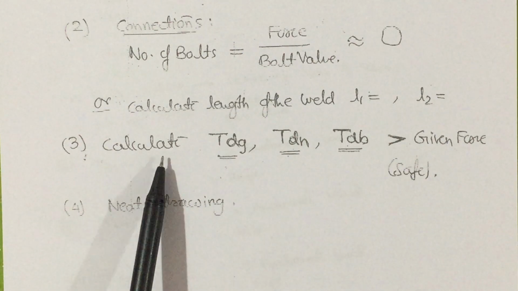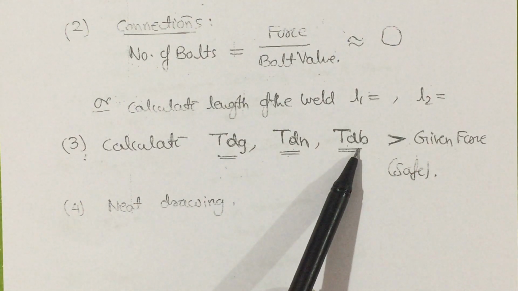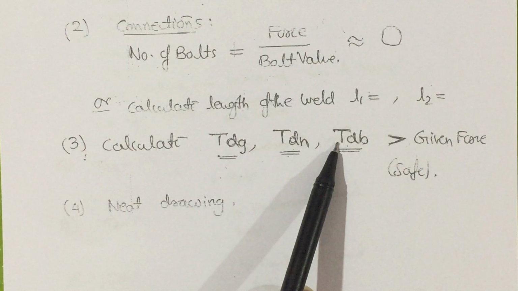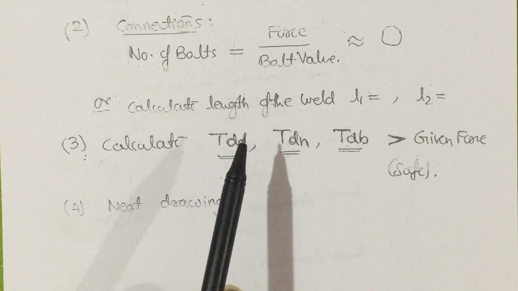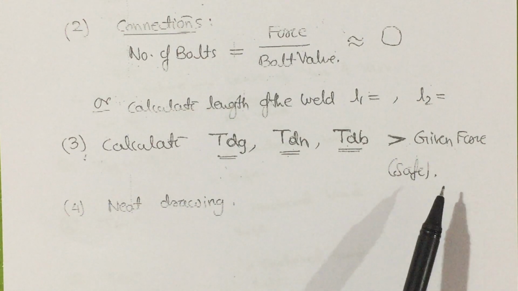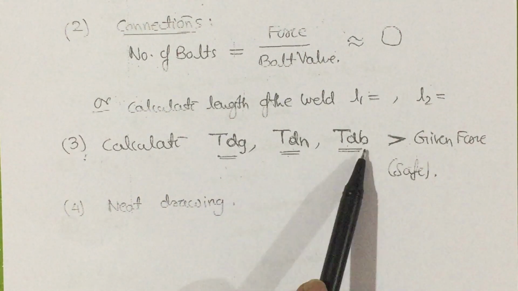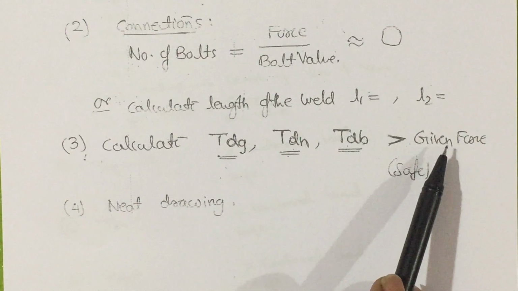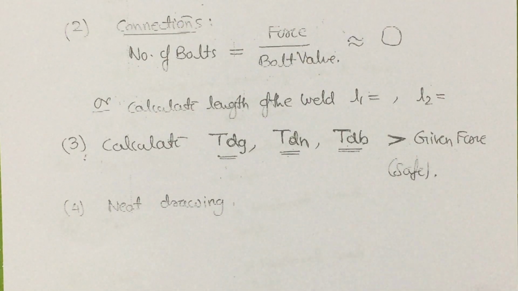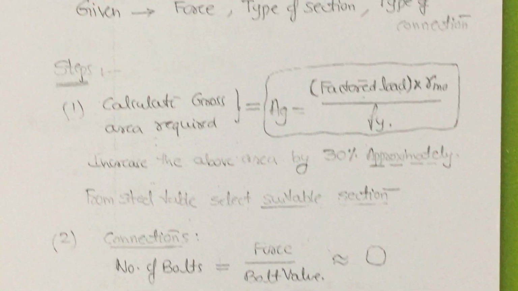Then third step, calculate tensile strength of the member, that is TDG, TDN and TDB. We need to take the least value out of these three, that will be the tensile strength of the member, actual tensile strength of the member. And remember that these three tensile strength should be more than the factored load, that is the given force multiplied by 1.5, then only the design is safe. Then we are going to draw the drawing if necessary.